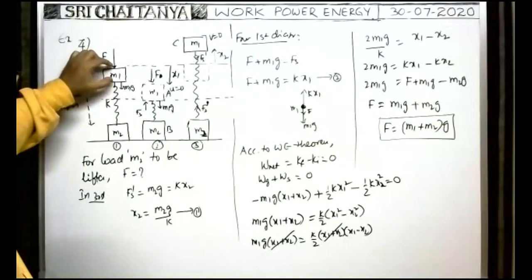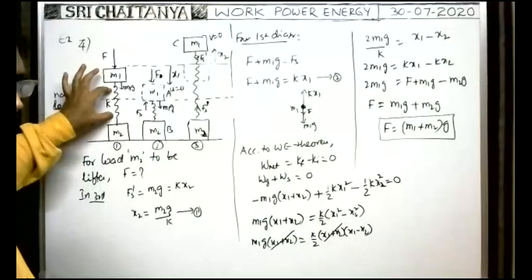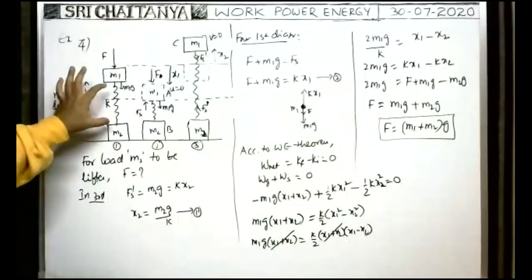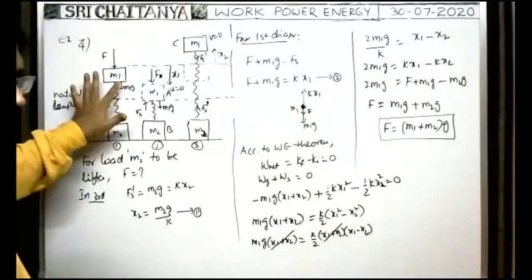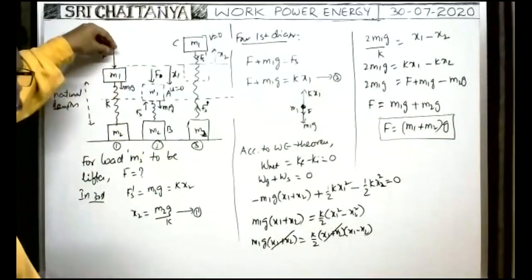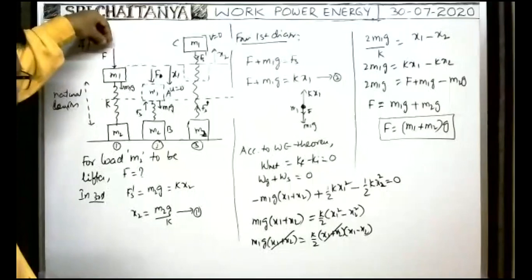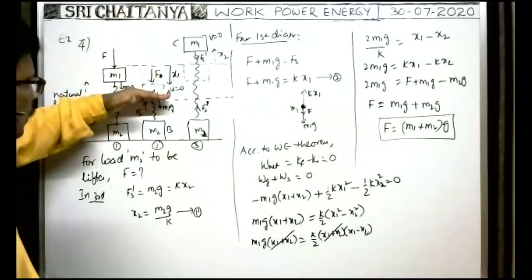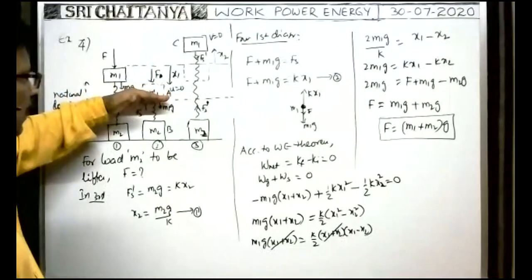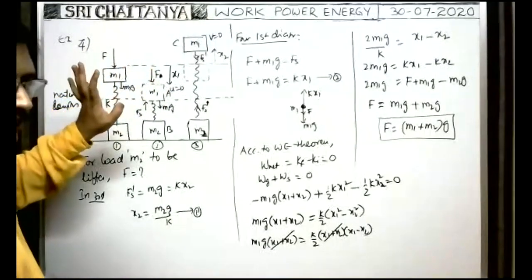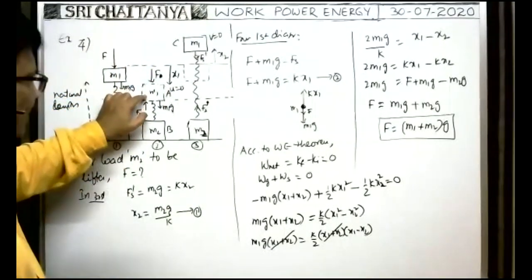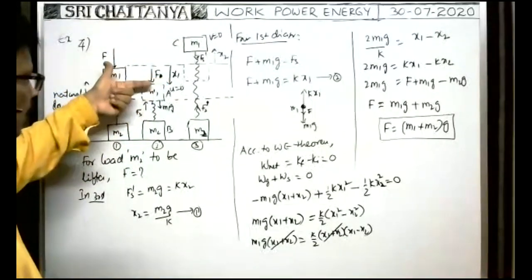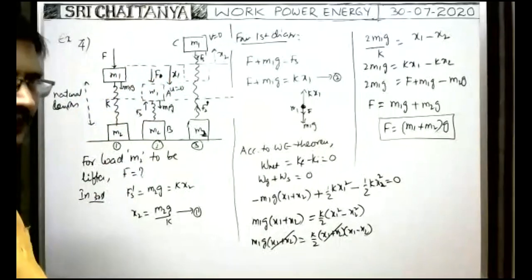Initially, whenever the block is here, there is no spring force. Because whenever the block is here, the spring is at natural length. That's why there is no spring force in this spring. Whenever this block is released by pushing with a force F, then the block comes to this position and it is in equilibrium under the action of this applied force. Whenever it is in equilibrium, the block displaces through a distance x1, means the spring compresses by x1, no?